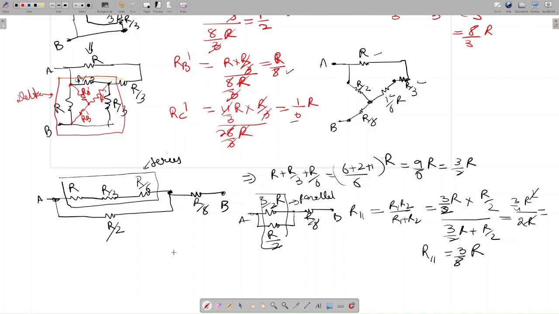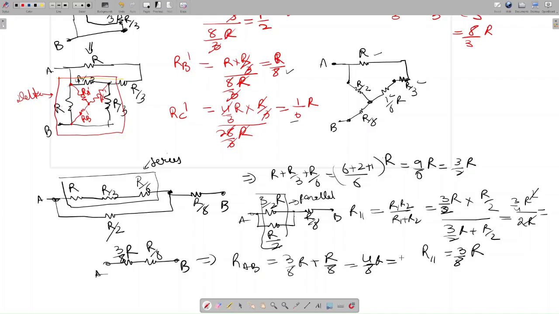Parallel connections, so it further simplifies into 3 by 4R and this is R by 8. Now this is in series. So RAB is equal to 3 by 8R plus R by 8, which is equal to 4 by 8R. So simplify, it becomes R by 2. So RAB is equal to R by 2.